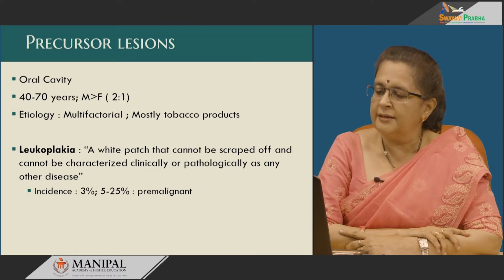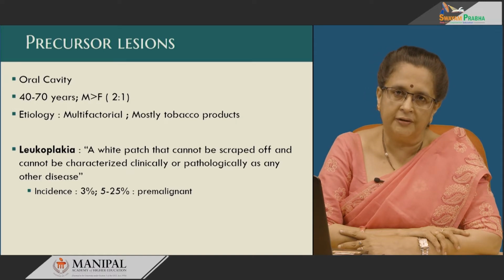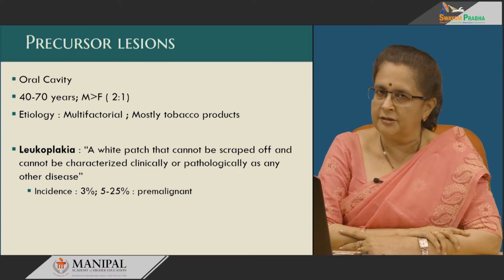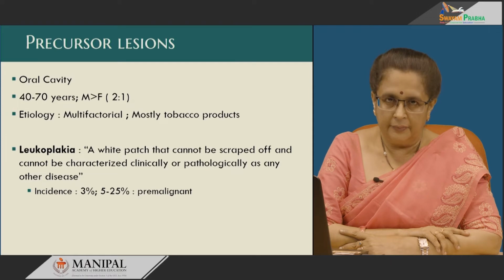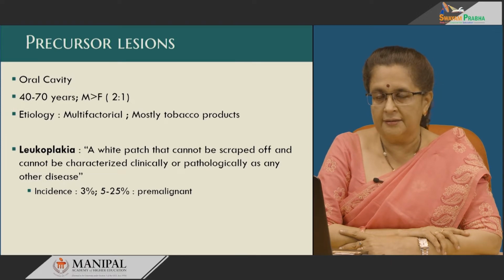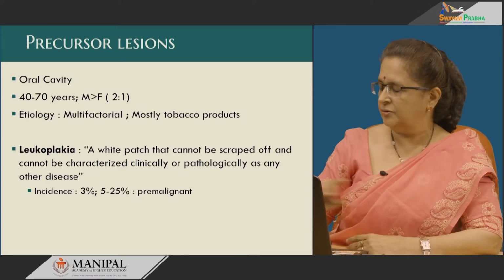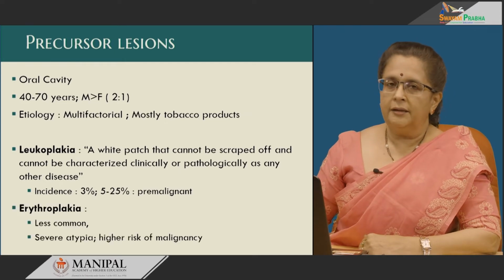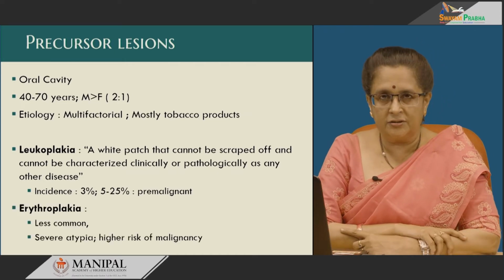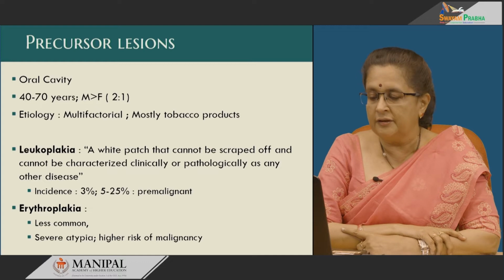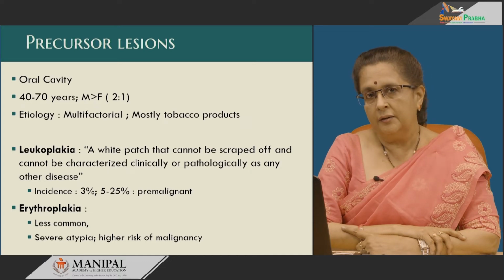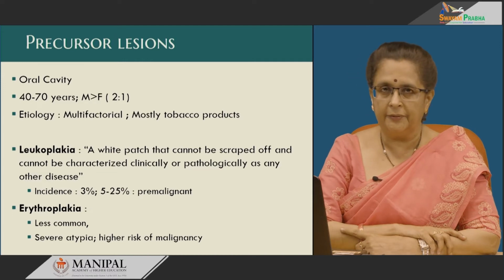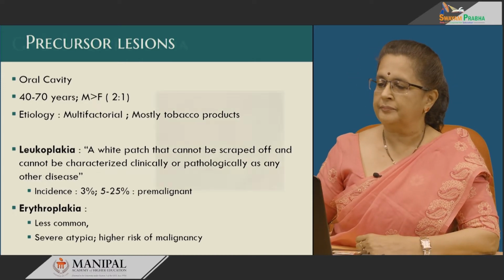Its incidence is 3% and 5 to 25% of them are pre-malignant. So, the remaining up to 75% may not be malignant at all, or pre-malignant, in the sense it may not give rise to squamous cell carcinoma. The other one is erythroplakia, though it is less common. This is associated with a higher degree of progression to malignancy, and therefore, it is more important, and more atypia is seen in these cases.